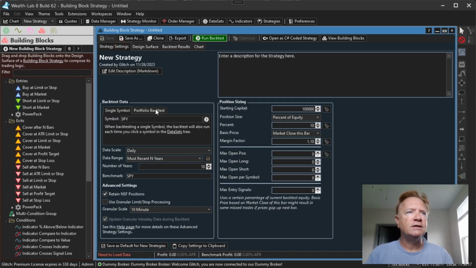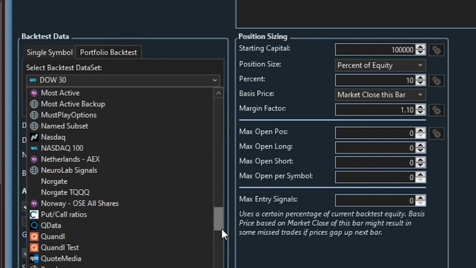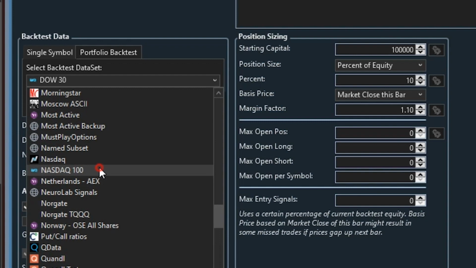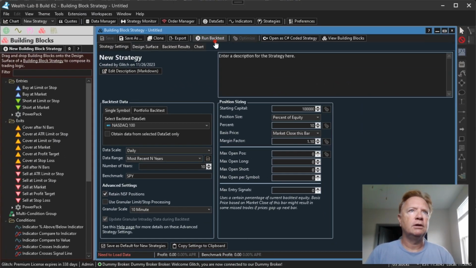For our strategy settings, let's do a portfolio backtest on the NASDAQ 100, our WealthData NASDAQ 100, which accounts for survivorship bias, like we learned in the last Key Concepts video. We'll use $100,000 starting capital, 10% of equity position sizing, and a margin factor of 1.1. So let's click Run Backtest and see our results here.